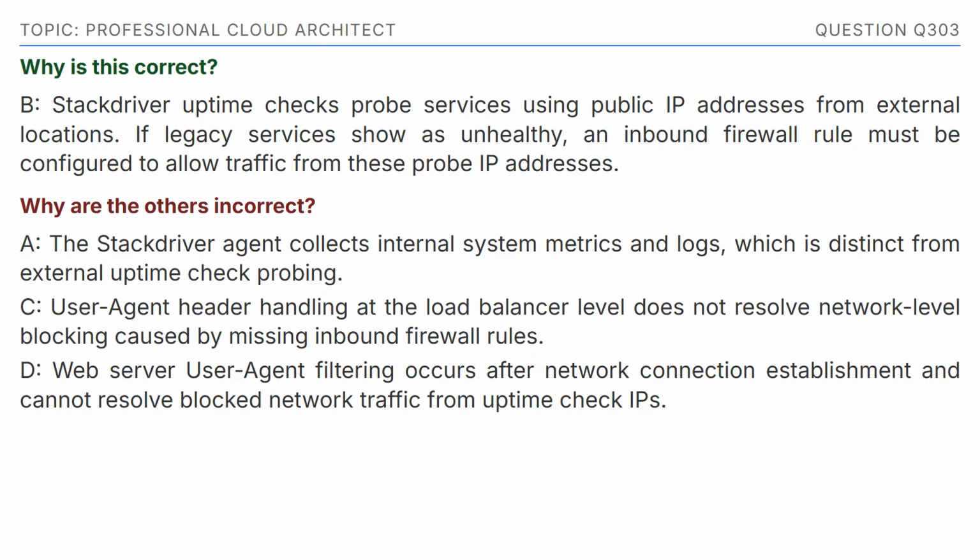Stackdriver Uptime checks probe services using public IP addresses from external locations. If legacy services show as unhealthy, an inbound firewall rule must be configured to allow traffic from these probe IP addresses. Why are the others incorrect?